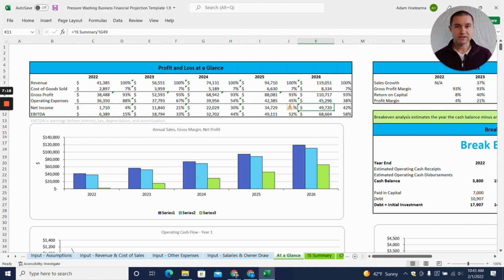Now, of course, all these assumptions are just some example data, and you're going to need to do your own research and fill this spreadsheet out with your own assumptions.